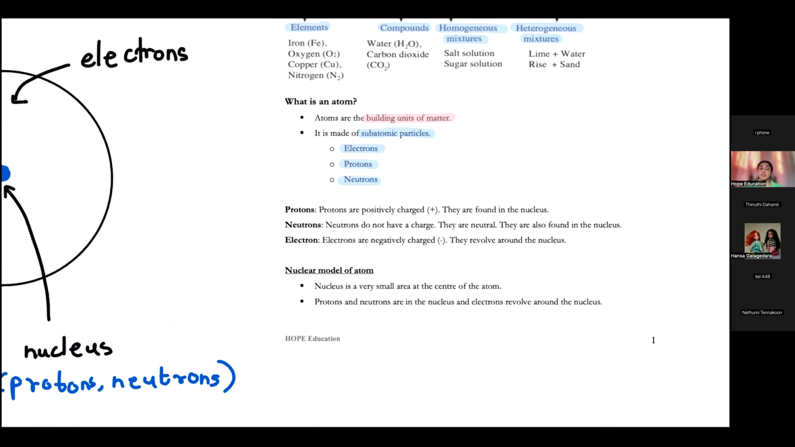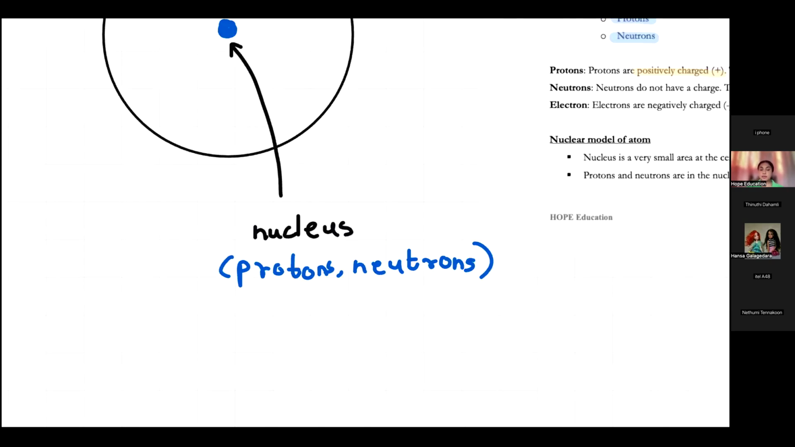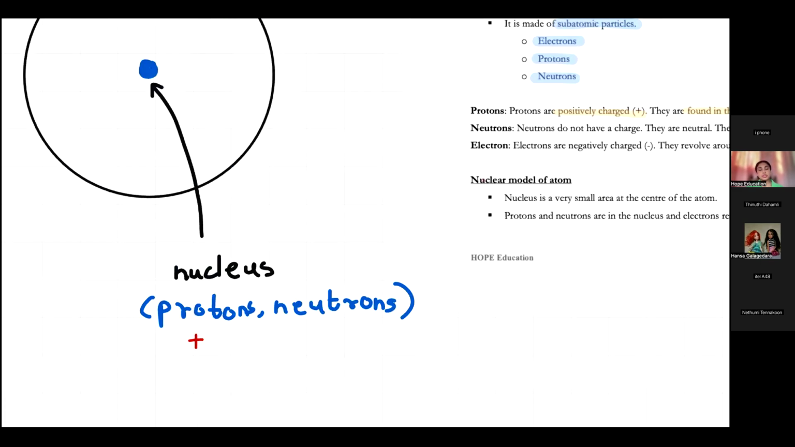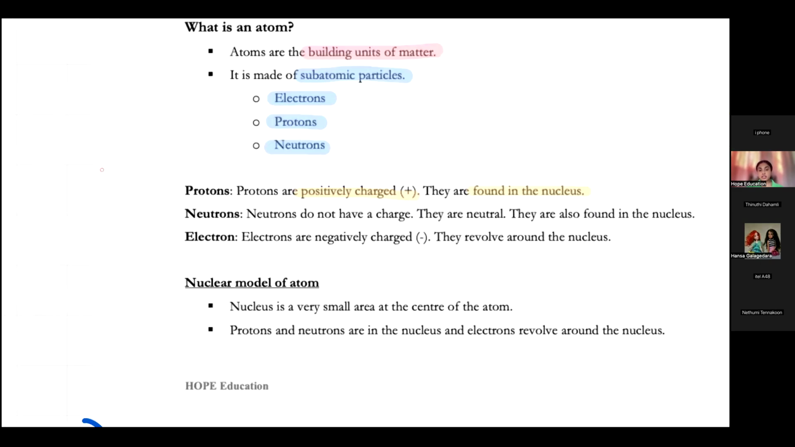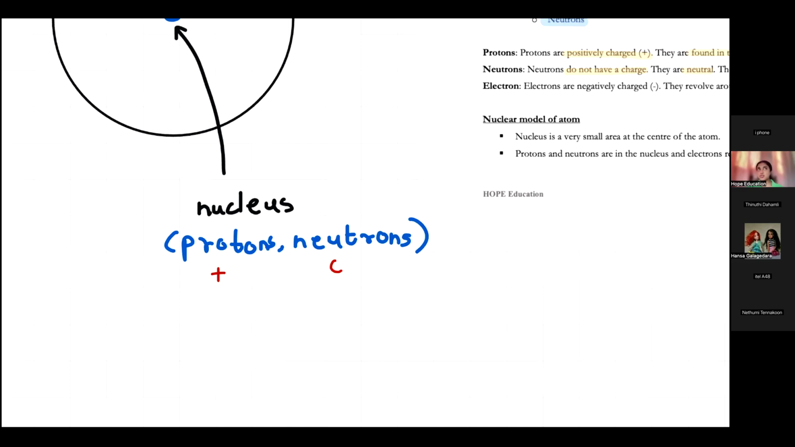Protons are positively charged. So, protons have a charge and they are positively charged. Ekane plus charge ekak, and they are found in the nucleus. We talked about this. And they have a positive charge. Then, neutrons. Neutrons do not have a charge. Positive charge ekakut naha, negative charge ekakut naha, just zero, no charge. We call them neutral. They are also found in the nucleus. Neutrons are in the nucleus, but they don't have a charge. So I'll just put zero. Plus utna, minus utna is zero.